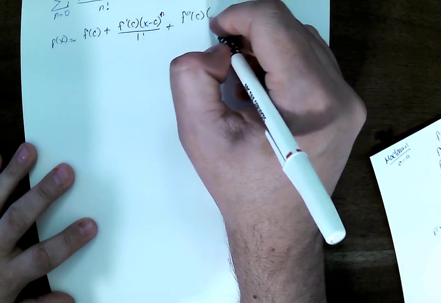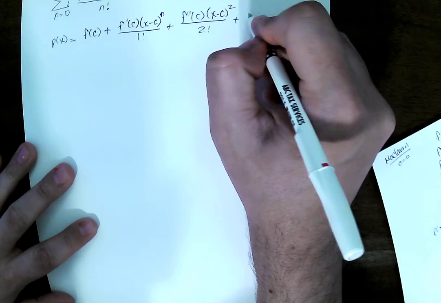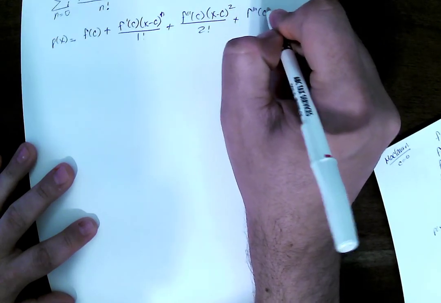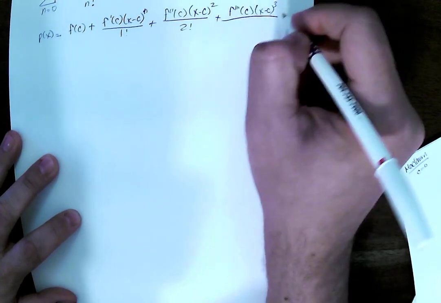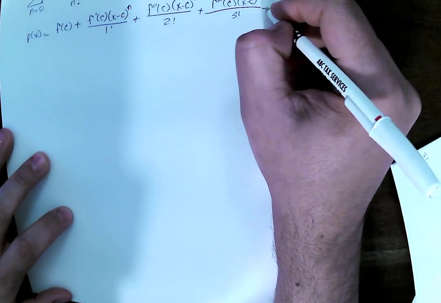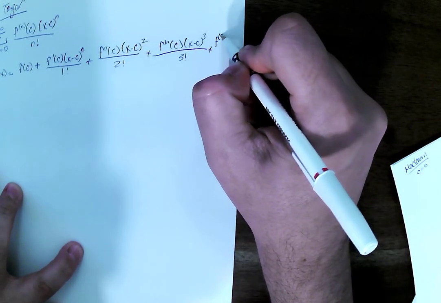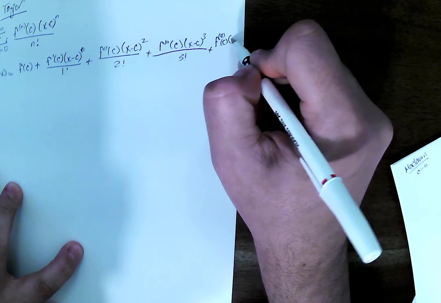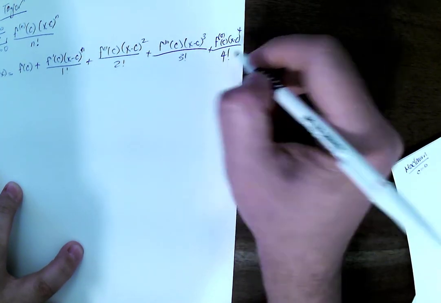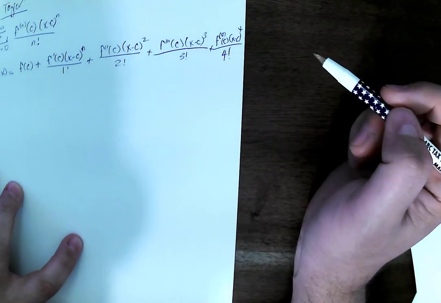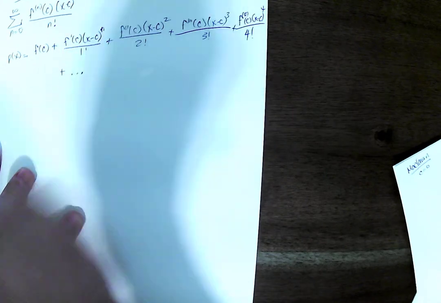plus the second derivative of f at c times x minus c squared over 2 factorial, plus the third derivative of f at c times x minus c to the third power over 3 factorial, and we'll do one more. This is the fourth derivative of f at c times x minus c to the fourth divided by 4 factorial, and then plus, and it continues on forever.